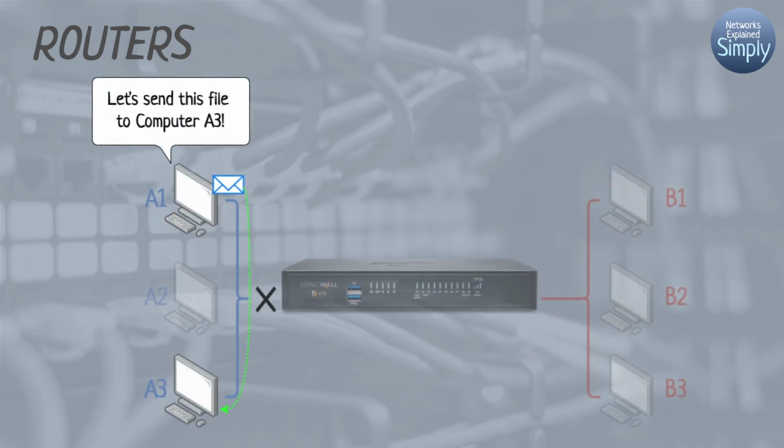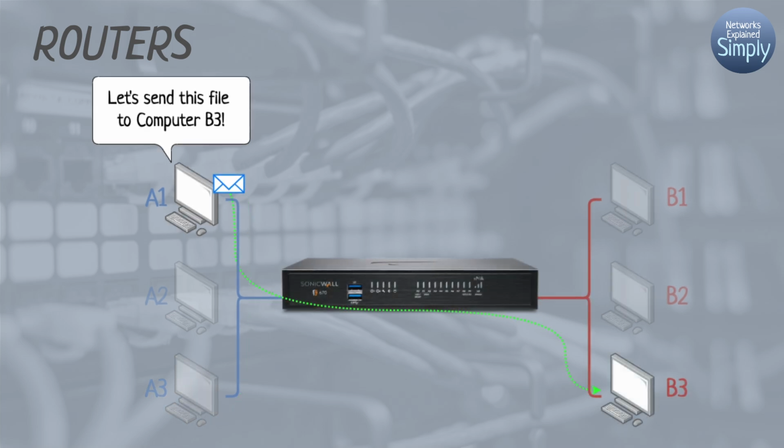When a computer wants to send something to a computer on its own network, the router does not need to be involved. In this case, computer A1 can simply send the file directly to computer A3 without involving the router, because computers A1 and A3 are on the same local network.